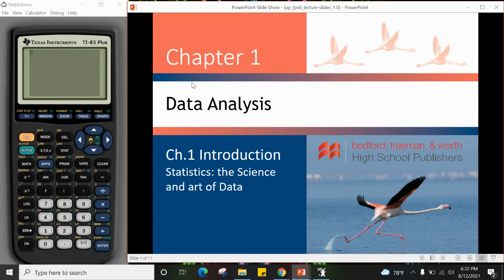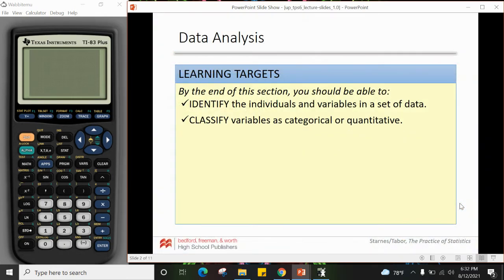I have my calculator up. We'll see if we need it, but I'm just used to having it. So here we go. In this little video, we'll be able to identify the individuals and variables in a data set, or in a set of data, and classify variables as categorical or quantitative.